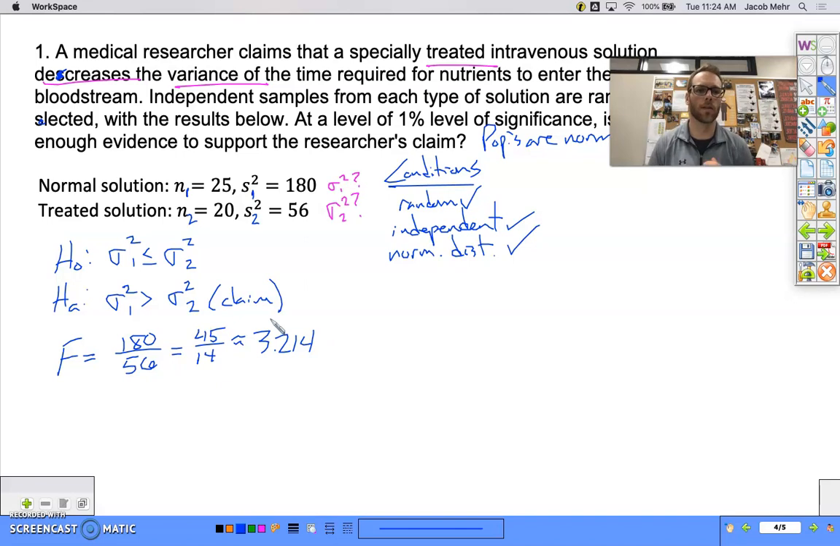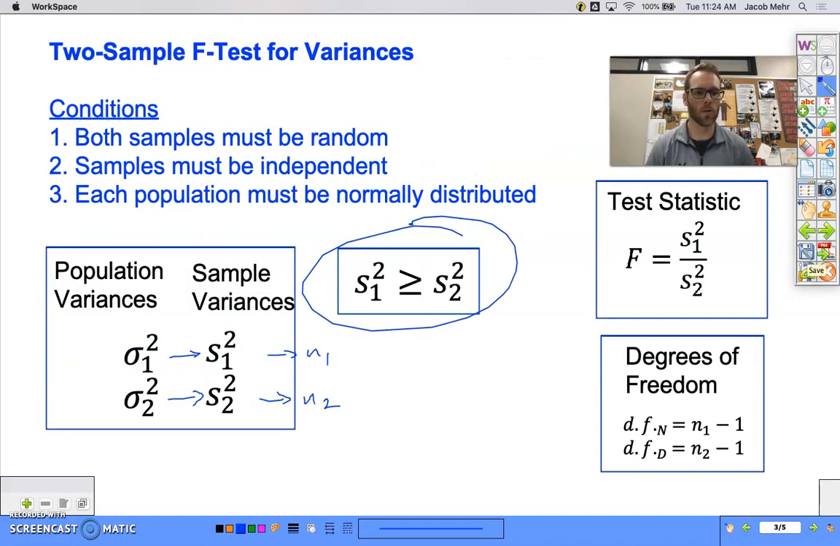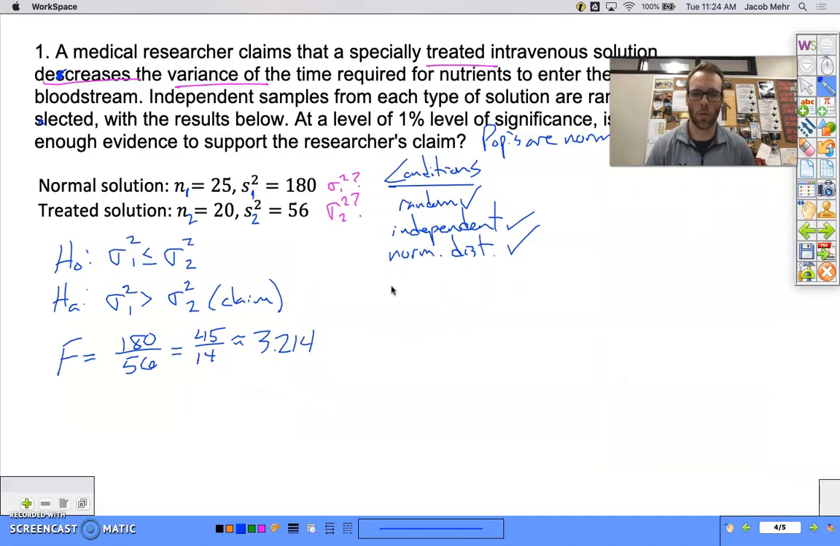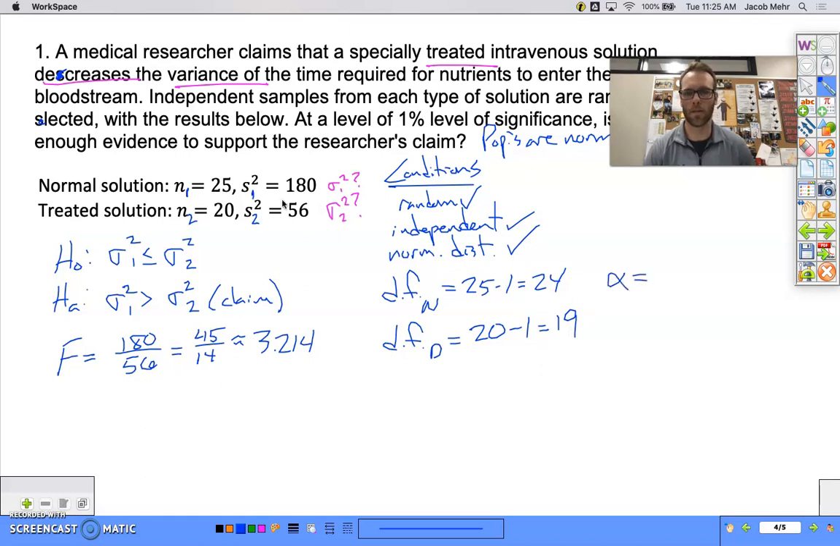Now what we need to do is find our critical F-score to set our rejection region. Now, how do we do that again? Well, remember that there are 2 degrees of freedom and we're going to have to use our table. So what is the degree of freedom from our numerator? Our numerator was from population 1, which had a sample size of 25. So that's 25 minus 1, which is 24. Degrees of freedom from our denominator, which had a sample size of 20, is 20 minus 1, which is 19. So we have our 2 degrees of freedom. We have our level of significance at 1%, so 0.01.